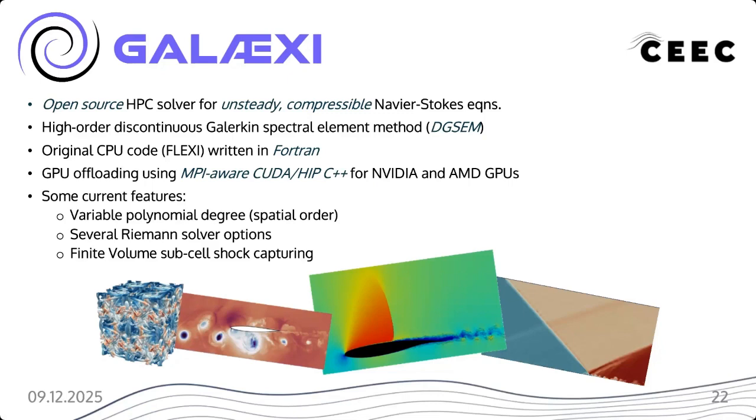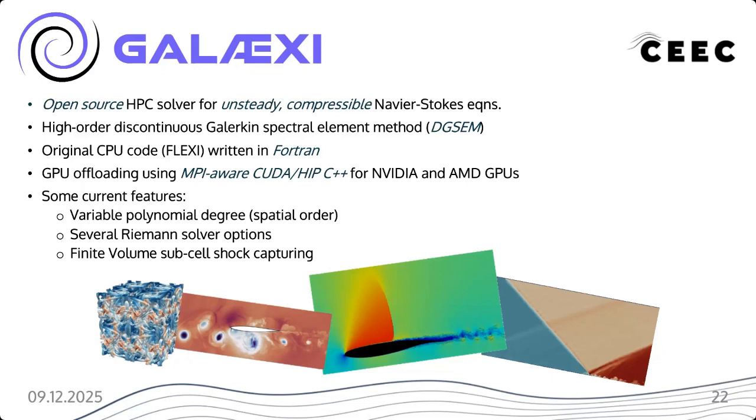As I said at the top, we have an original CPU code called FLEXI, which is written entirely in Fortran, and we endeavored with this GALÆXI project to port FLEXI to GPUs. We did that using MPI-aware CUDA/HIP C++. I say always CUDA/HIP C++ because we use the same code for both CUDA and HIP with a few things here and there that we use to abstract between the two. And I'll mention what those things are in a second.